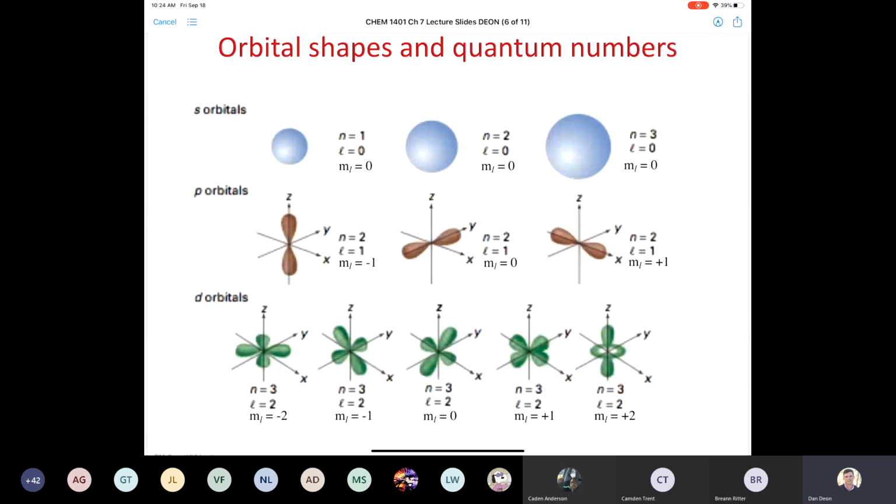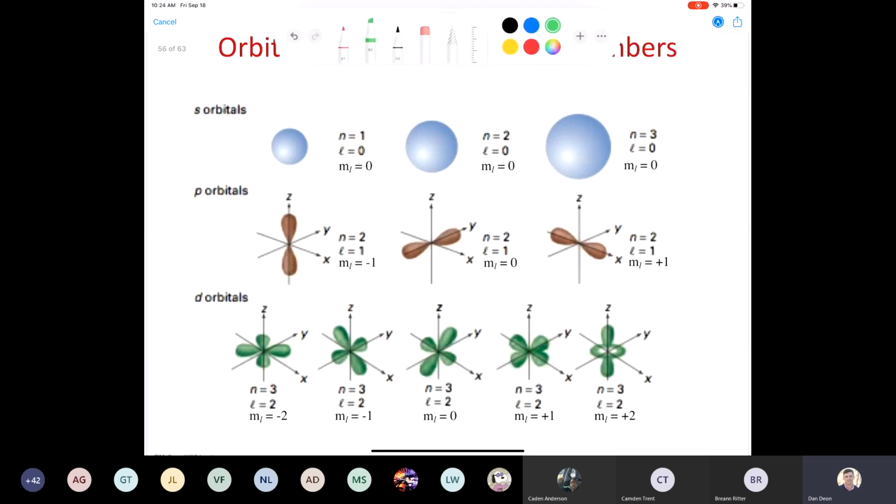And here they are. Here's some shapes of orbitals. It says here orbital shapes and quantum numbers. So an s orbital is a sphere, and you'll probably hear me just say it looks like a sphere. You can see that as the principal quantum number increases, the size of the sphere just gets bigger and bigger, so the probability of finding an electron gets further and further away from the nucleus.